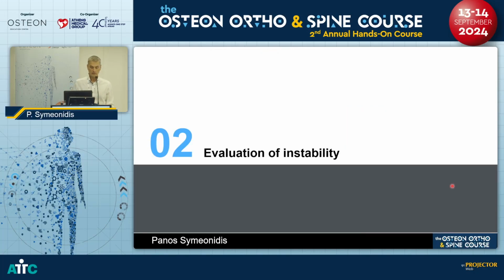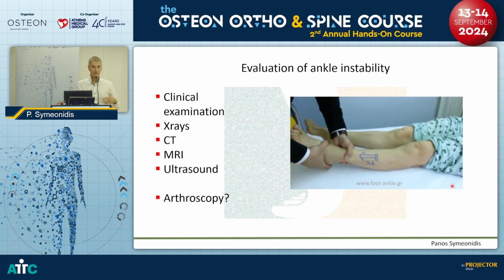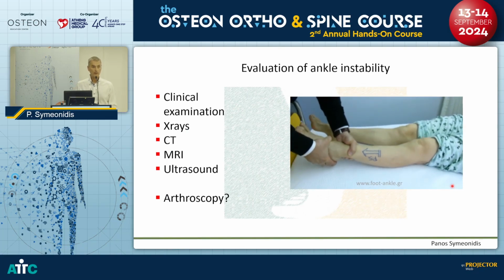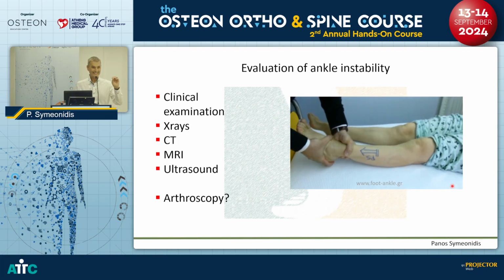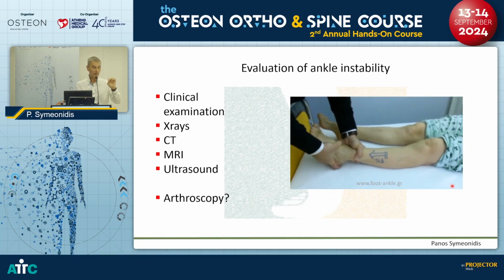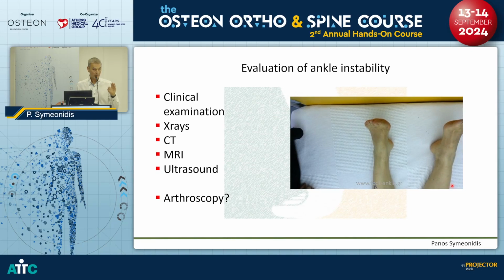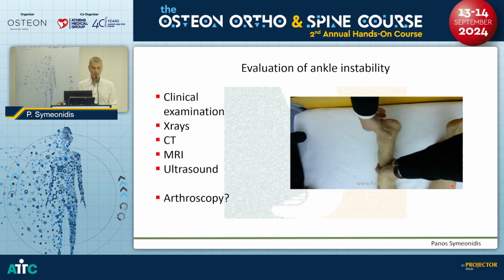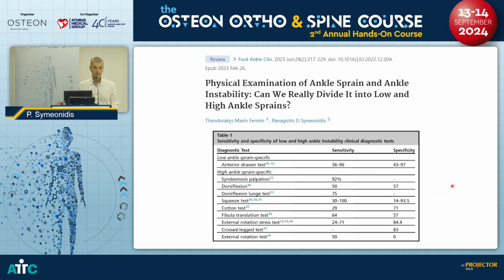Instability, you all know about instability. We perform this test, the anterior drawer test, whichever test you want. The problem with the clinical testing is, can we identify which areas are really injured? Can we really anatomically identify the area of the instability? And the answer is we cannot.